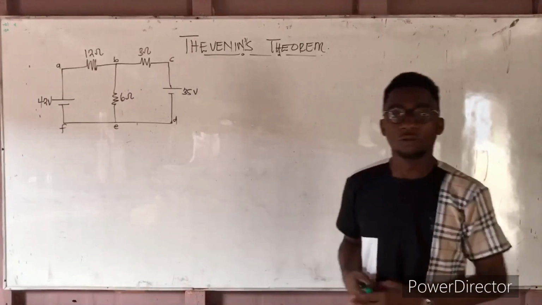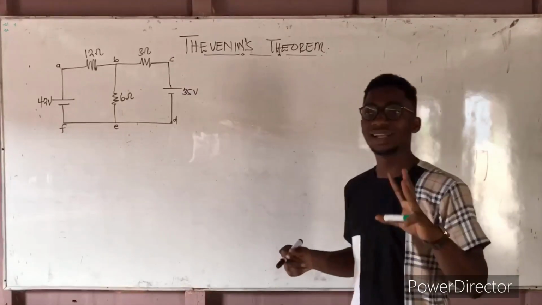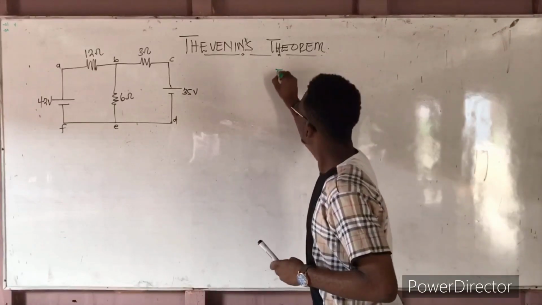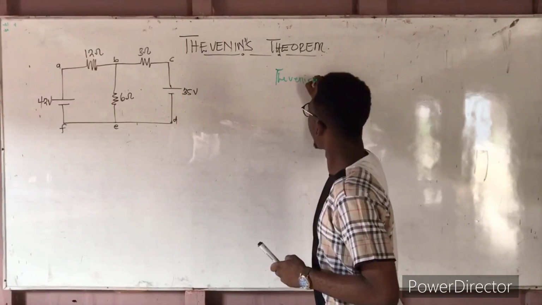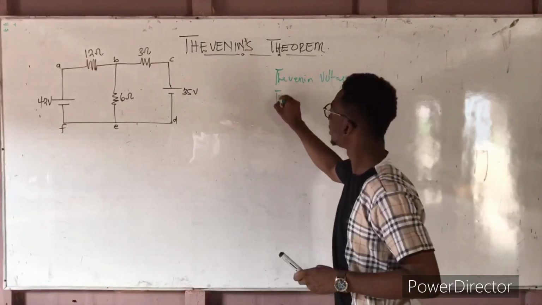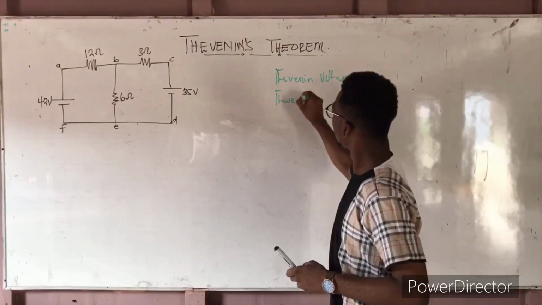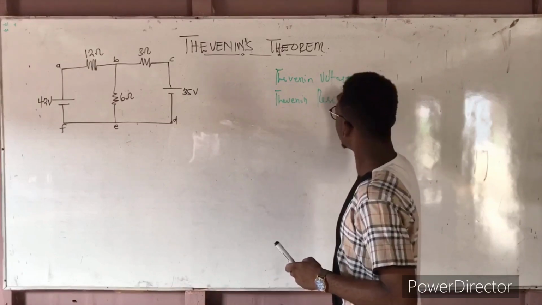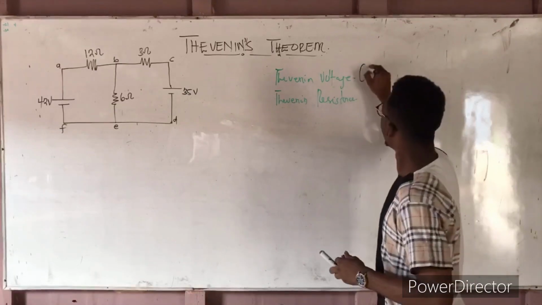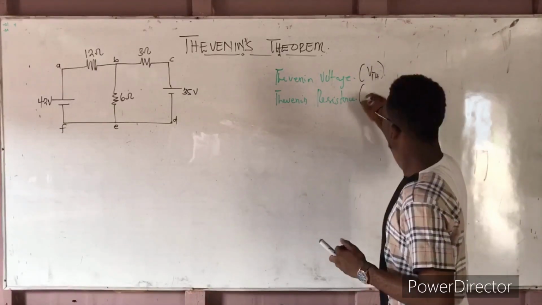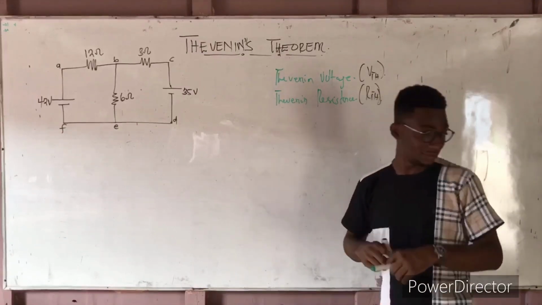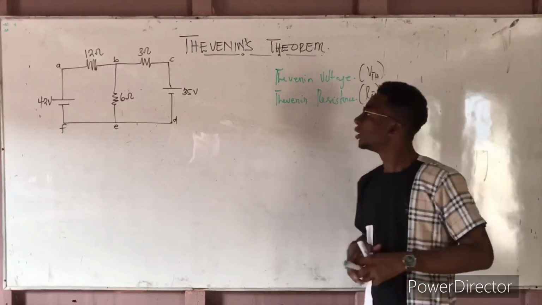Okay, so with Thevenin's theorem, we realize that there are two main things we are seeing. One, the first thing is the Thevenin's voltage. And the second thing is Thevenin's resistance. And we know that the Thevenin's voltage is represented by VTH, and the Thevenin's resistance is represented this way. So these are the two things we are seeing in Thevenin's law.